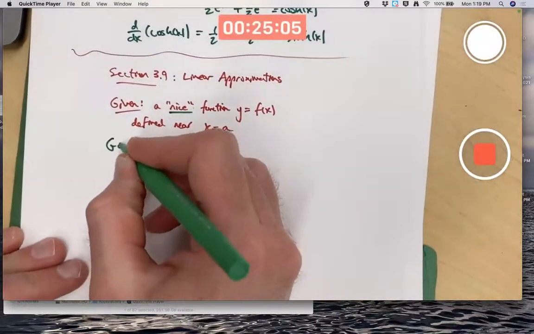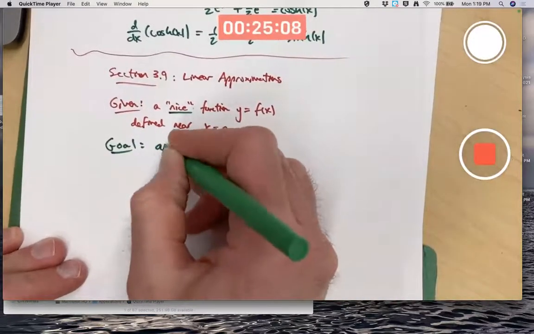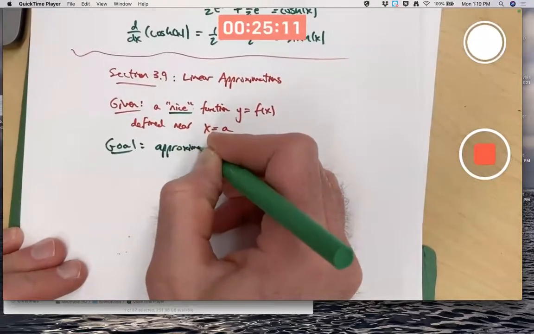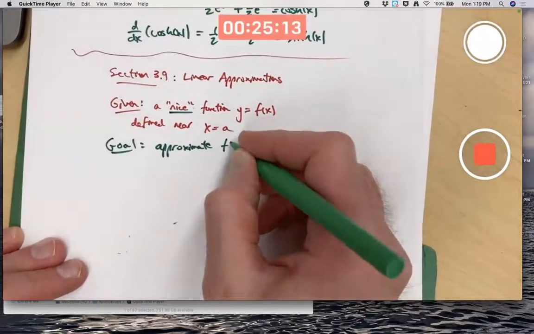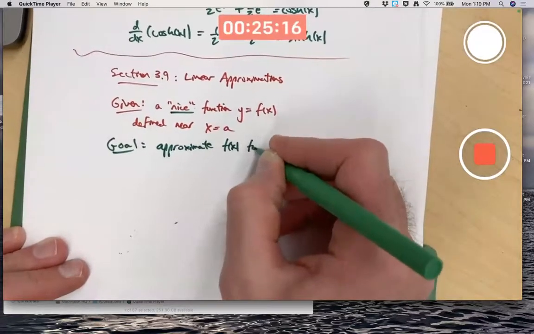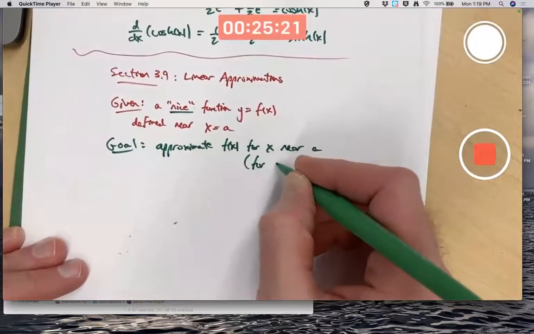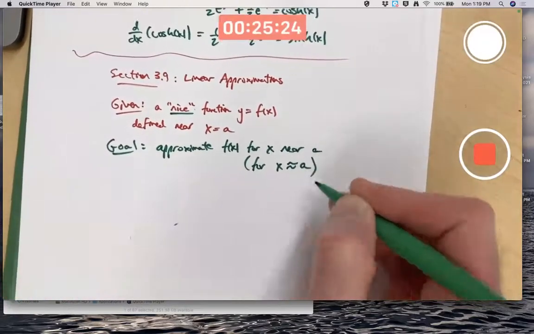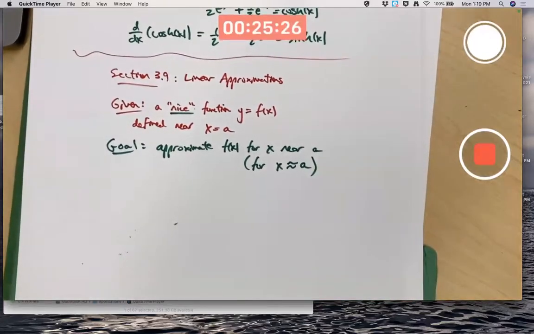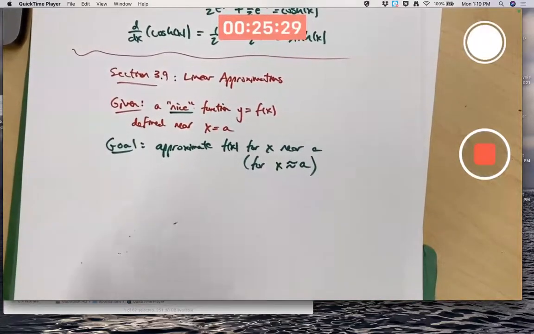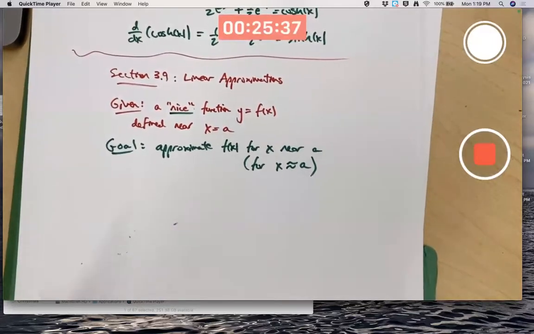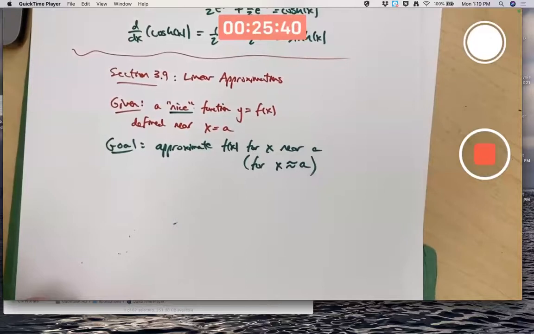Goal: approximate f of x for x near a. In other words, for x approximately equal to a. These are vague words. What does it mean to say x is approximately equal to a? Is it within 0.1 units or 0.01 units? We purposely leave it vague. Maybe we'll try to get a little more precise on Wednesday, but not today.